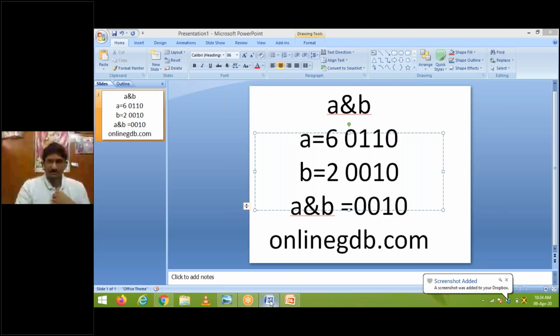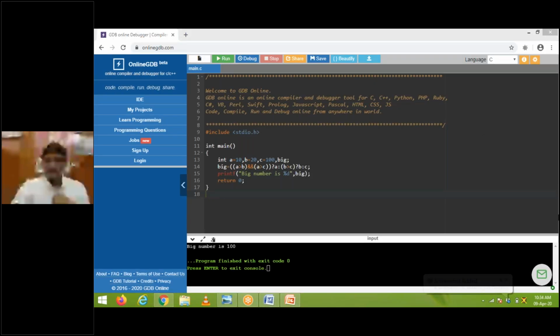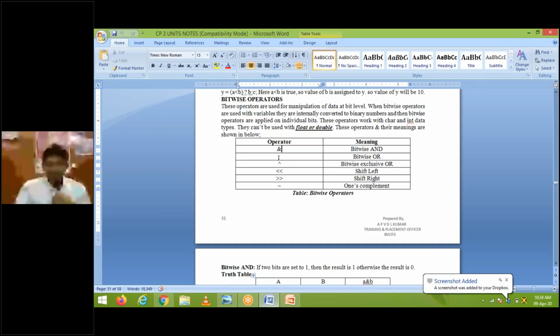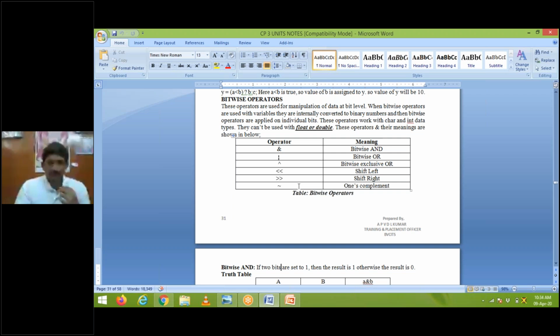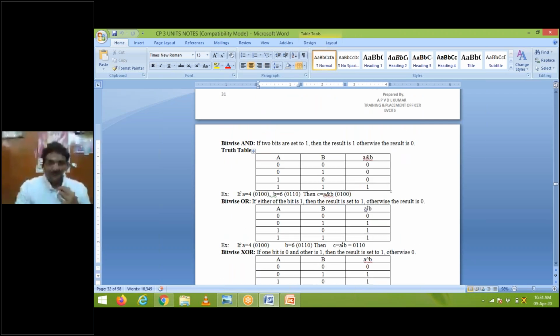We will see the notes. These are the bitwise operators: bitwise AND, bitwise OR, bitwise exclusive OR, bitwise shift left, bitwise shift right, and ones complement. These are the 6 types of operators. Now the bitwise AND truth table. As I just discussed, if both are 0, then a and b is 0. If 0 and 1, that is also 0. Only if a and b are both 1, the result will be 1.